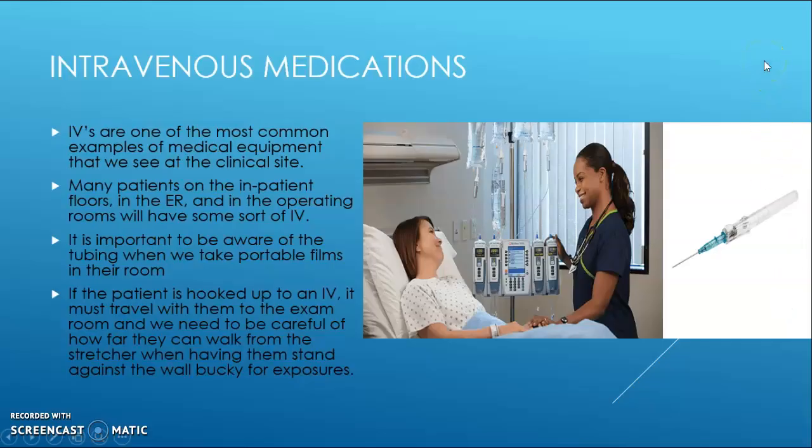So our first bit of equipment here is the IV. It's the most common example of medical equipment that we see at the clinical site. Almost all the patients that we have on the inpatient floors, in the ER, in the operating room, will all have some sort of IV, whether it's medication or just saline. It's important to be aware of the tubing when we take our portable films in our room. We definitely don't want to rip any IVs out accidentally. That would be bad. Nurses would definitely be mad at us.